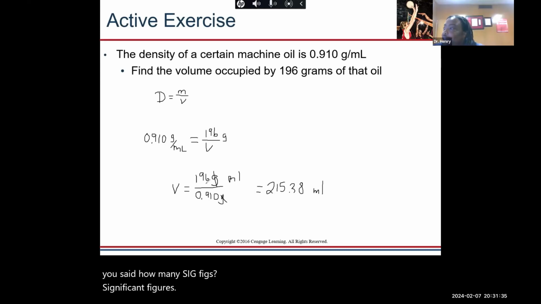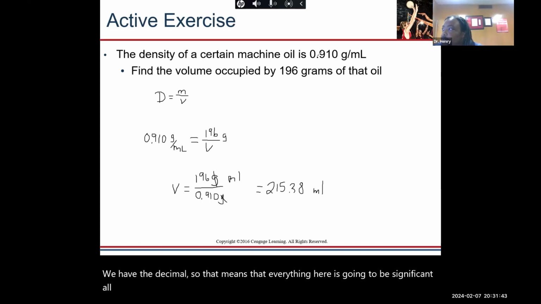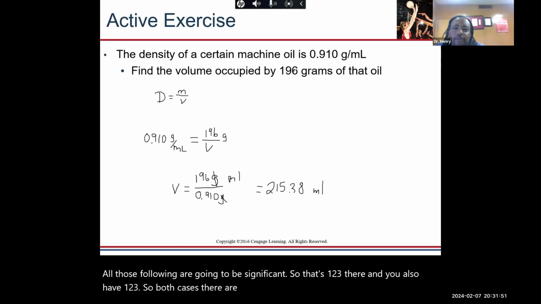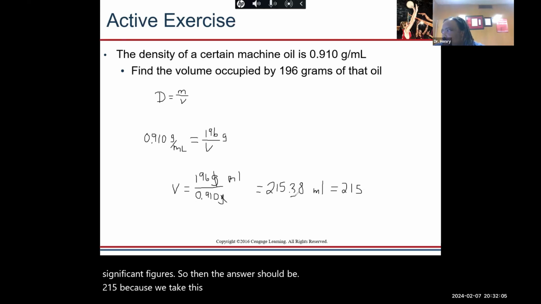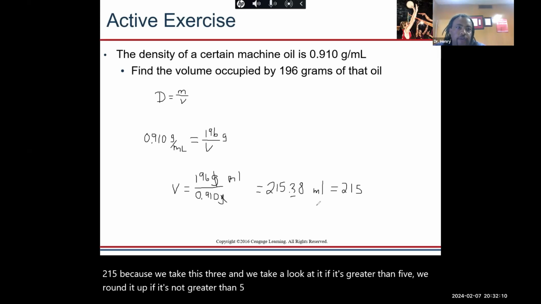That is correct, right? Because here we have the decimal, so that means that everything here is going to be significant. All those following are going to be significant. So that's 1, 2, 3 there. And you also had 1, 2, 3. So in both cases, there are 3. We know our sig figs are going to be 3 significant figures. So then the answer should be 215. As we take this 3 and take a look at it, if it's 5 or greater, we round it up. If it's not, we just get rid of the rest. Right? So 215 milliliters.